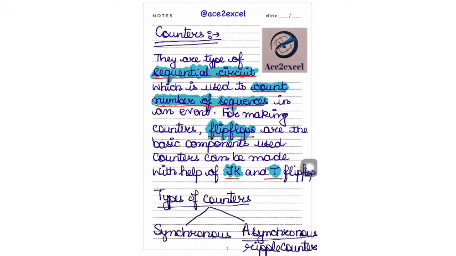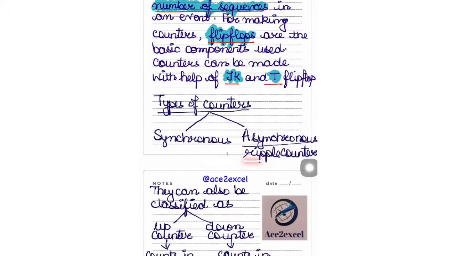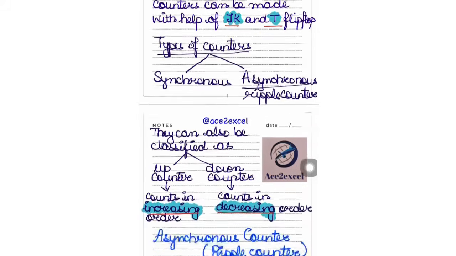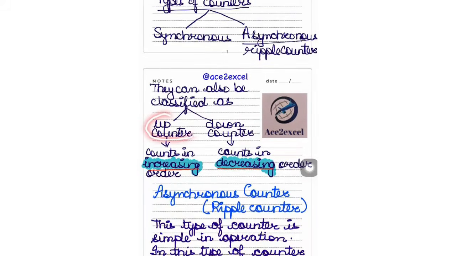There are two types of counters, broadly classified as synchronous counter and asynchronous counter. An asynchronous counter's other name is ripple counter. Do keep in mind, asynchronous counters are normally asked about with the term ripple counter. Counters can also be classified into two types, up counter and down counter.